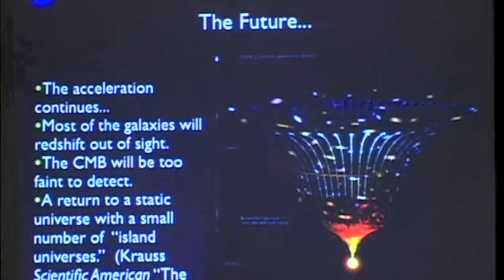So the future of our universe. I was kind of struck by this. Lawrence Krauss published an article in Scientific American, which people may have seen. There was also a refereed literature version of this article as well.